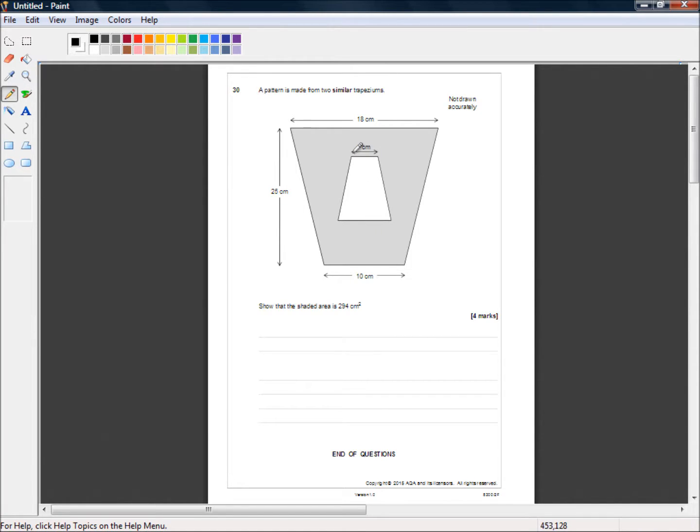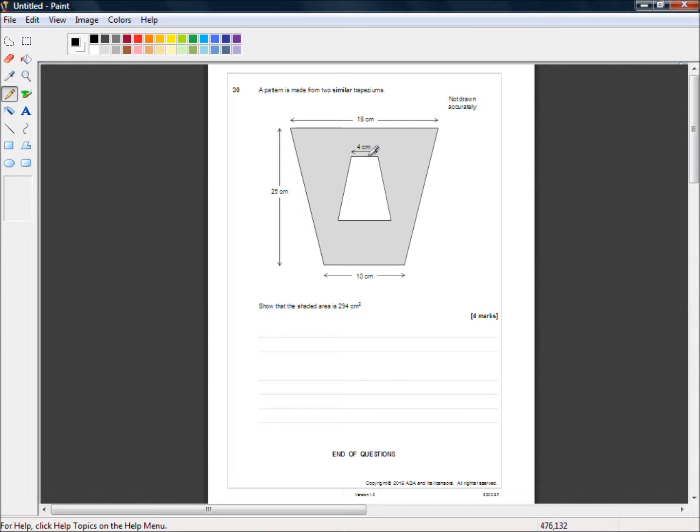Okay, so if this is 4 centimeters, which is the shortest length, and this shortest length is 10 centimeters, then what have we had to multiply 10 centimeters by to get 4 centimeters? Well, that's just 4 over 10, which is 0.4. So 10 times 0.4 is 4.